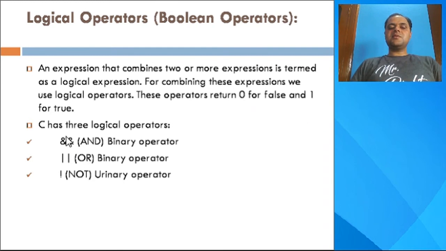So for a false value, it will return 0, and for a true statement, it will return a 1 value. So our C language has three logical operators: and, or, and not. And is a binary operator.